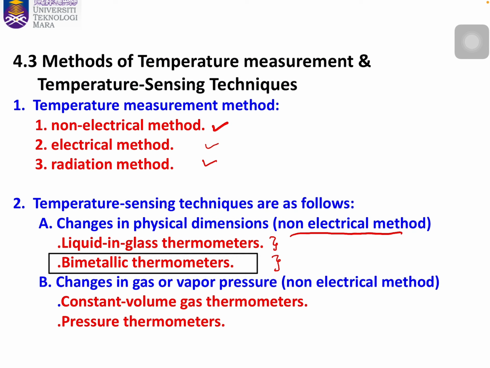First, changes in physical dimension, which is a non-electrical method. Before this, we always used liquid in glass thermometers. As you can see from the thermometers, there are changes in mercury. And next, bimetallic thermometers. Later we will study what bimetallic thermometers are. Next, changes in gas or vapor pressure, also a non-electrical method. First, constant volume gas thermometer and pressure thermometer.